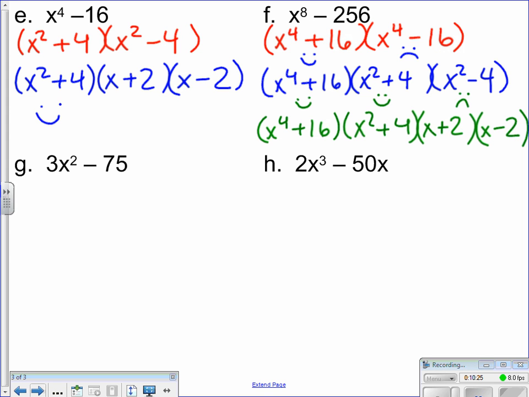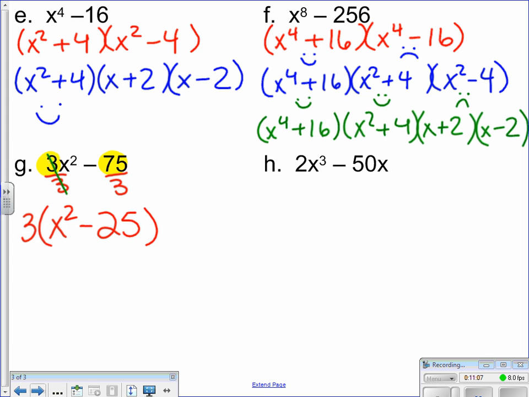Now if you look at G and H, you should notice that these don't look like perfect squares, but they are in disguise. Remember what I said in the last lesson? If you can divide, divide. So take a look at the numbers for G. Both of those can be divided by, that's right, 3. So divide them by 3. The 3's cancel, and you get x squared. 75 divided by 3 is 25.